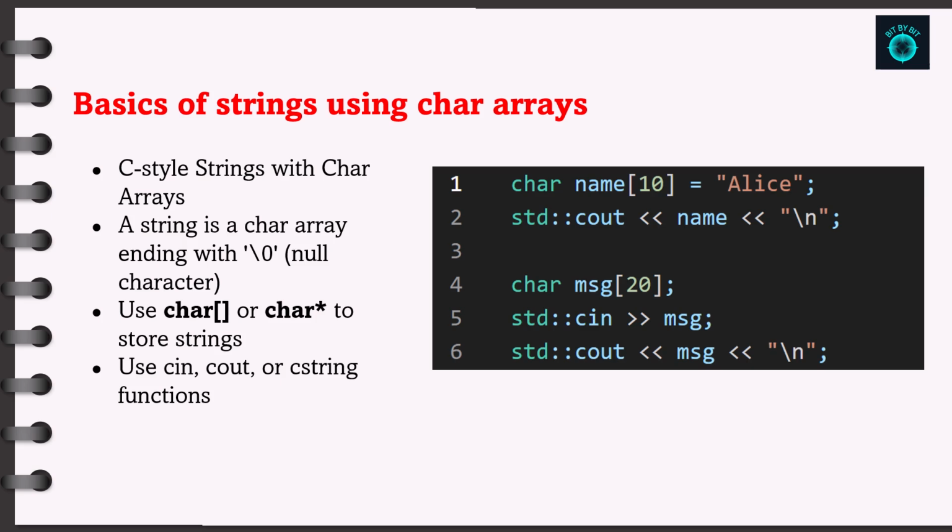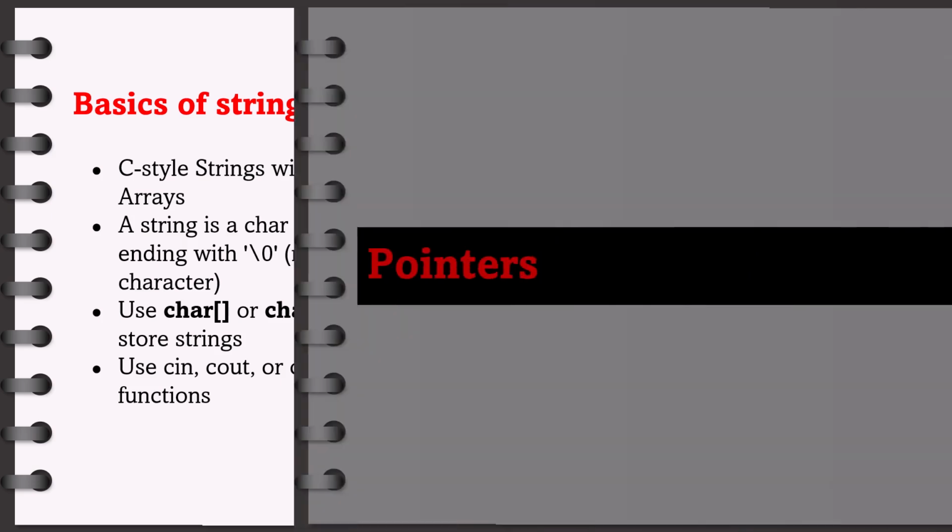You can also get input using cin and print it using cout. In this example, we read into msg and then print it. Keep in mind, cin reads only one word. It stops at the first space.